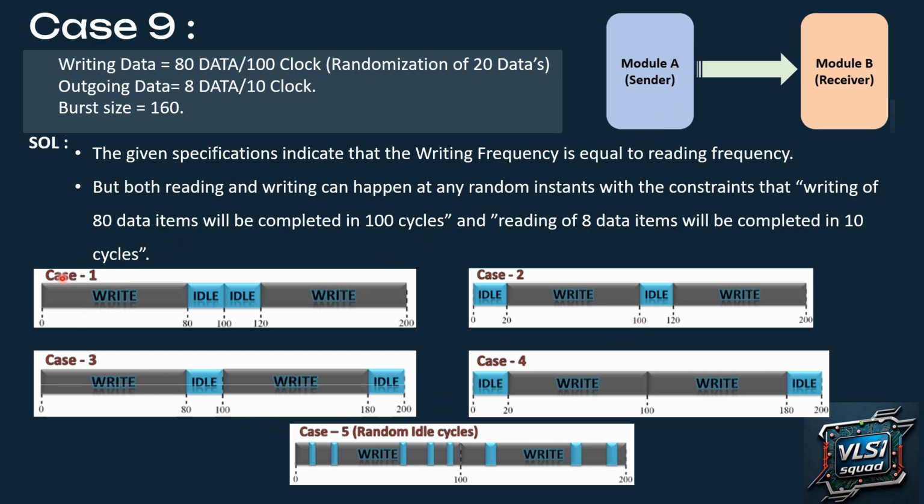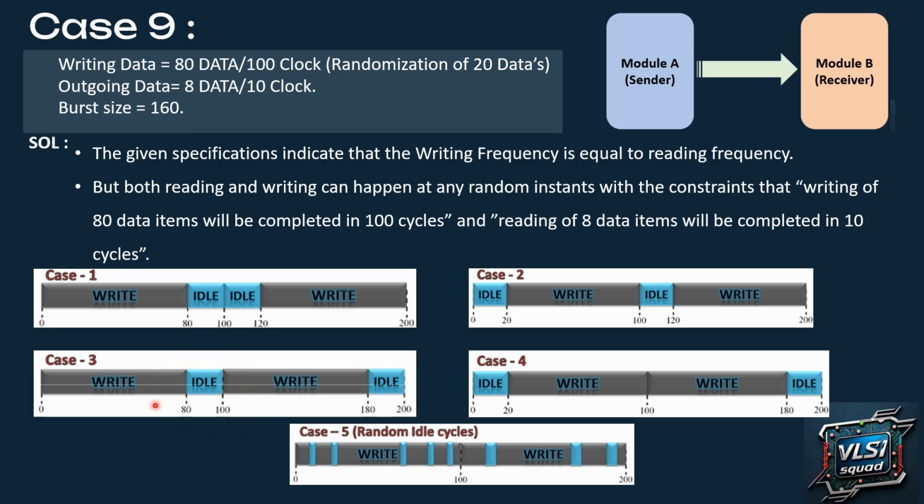Here you can take case 1. It is sending 80 data items and remaining idle till 120, and again sending data. So here we have some idle time for the reader to read. So this is not a worst case scenario. Even here we have idle time between two writes, so this is not a worst case. Even here we have idle time between two writes.